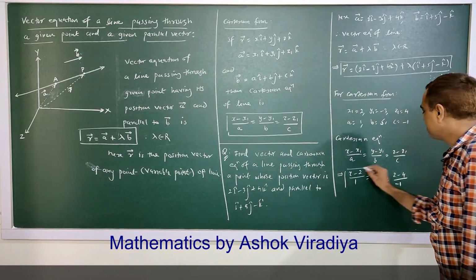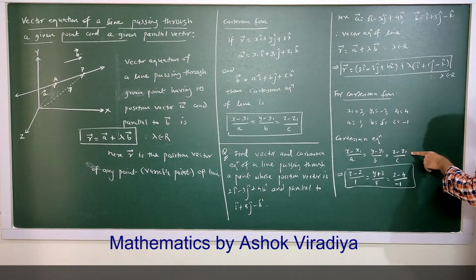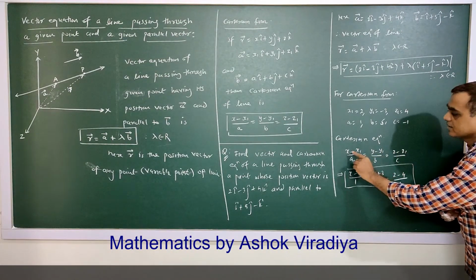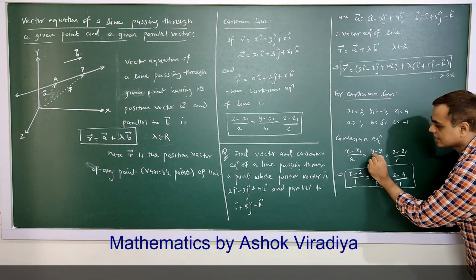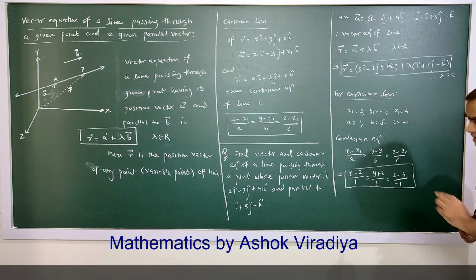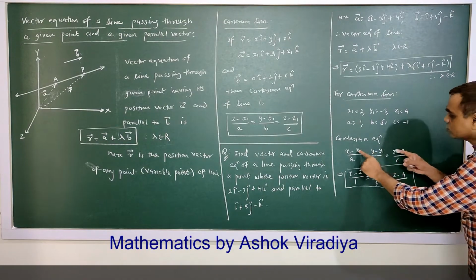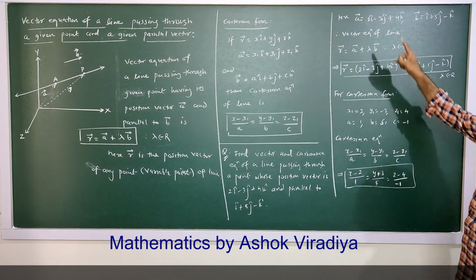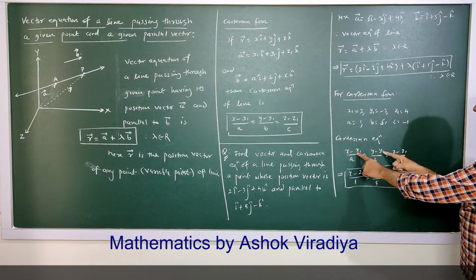So if you observe this equation, means if you observe this formula, then the method is: here in the numerator keep x, y, z. These are scalar components of a variable point x, y, z. Then put minus, minus, minus. Then x1, y1, z1, that is the scalar components of the given point 2, minus 3, 4. So put here 2, minus 3, 4.